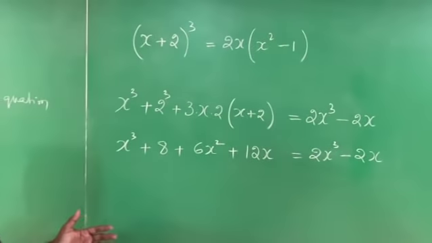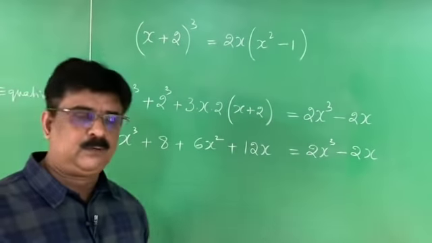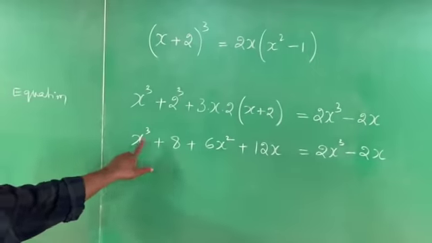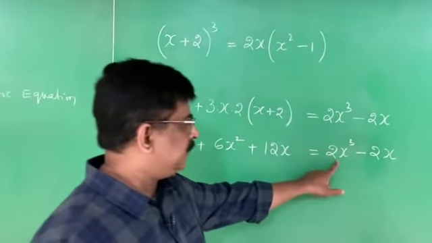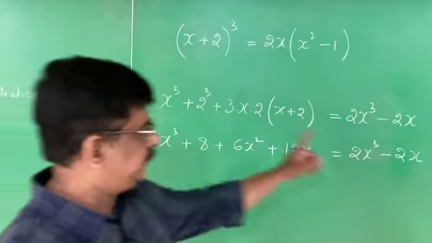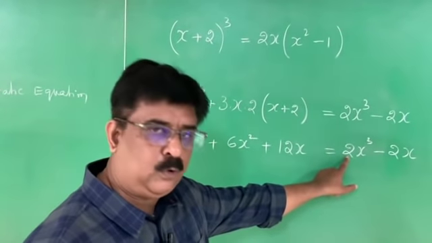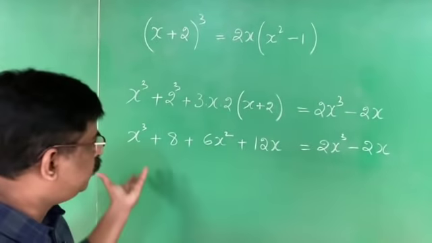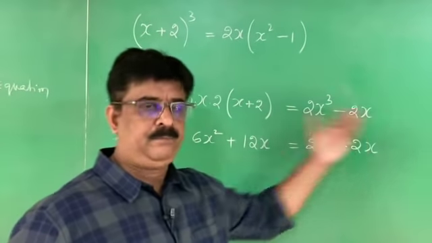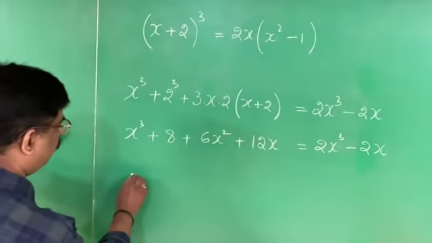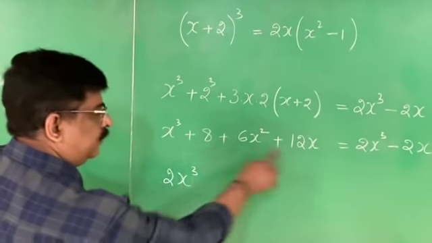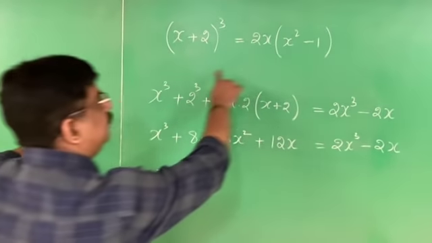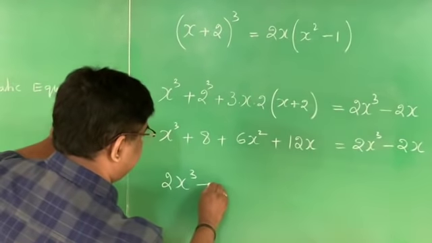Now simplification is over. We have to transfer. Here x cube is there, highest power. Both are x cubes. Here the coefficient is more, therefore this side is bigger. Therefore all these terms should be transferred. 2x cube, that side. 2x cube and this one on that side then becomes minus x cube.